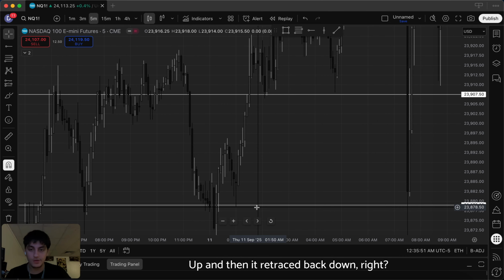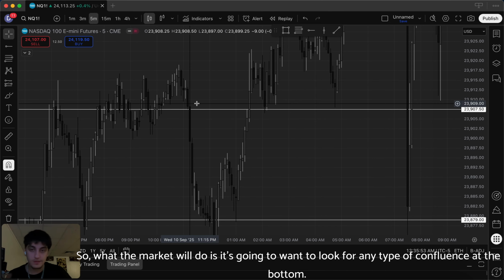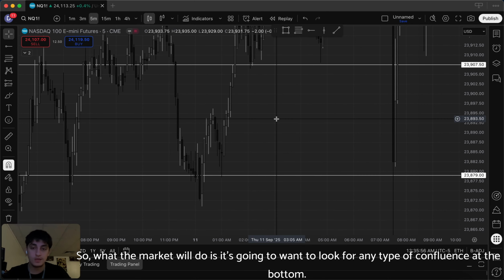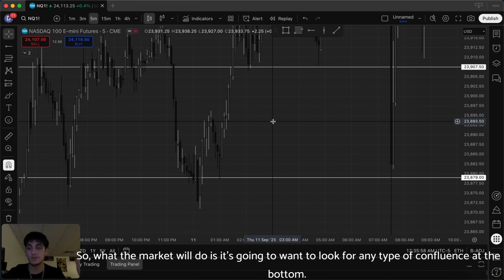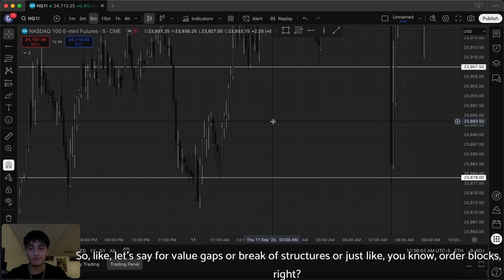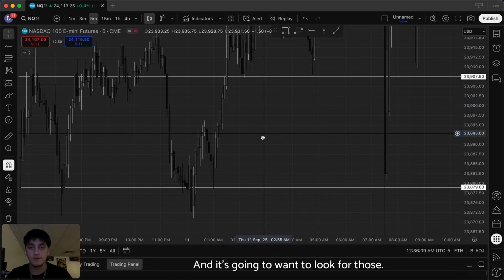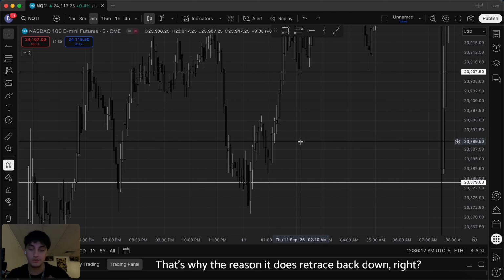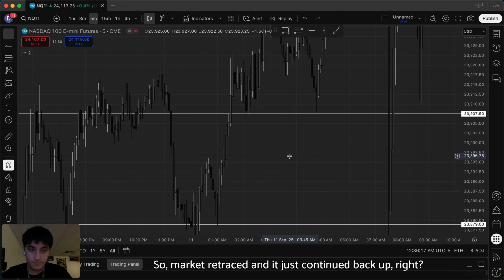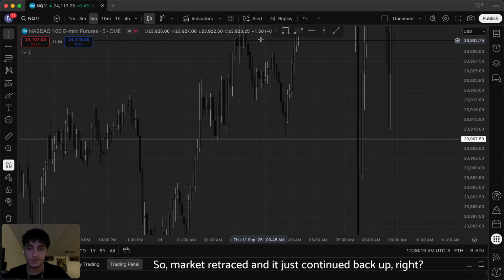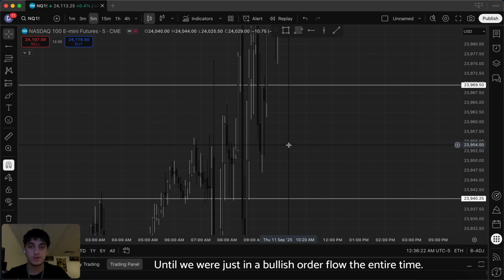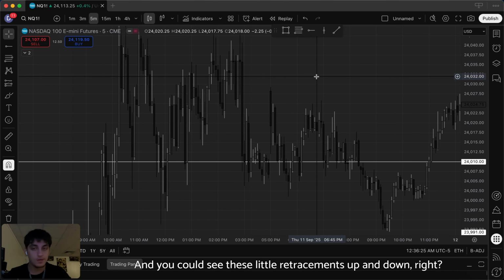Up, and then it retraced back down. We formed above this. So what the market will do is it's going to want to look for any type of confluences at the bottom, like fair value gaps or breaker structures, or order blocks, stuff like that. It's going to want to look for those. That's the reason it does retrace back down. So the market retraced and it just continued back up until we were in a bullish order flow the entire time. And you can see these little retracements up and down.